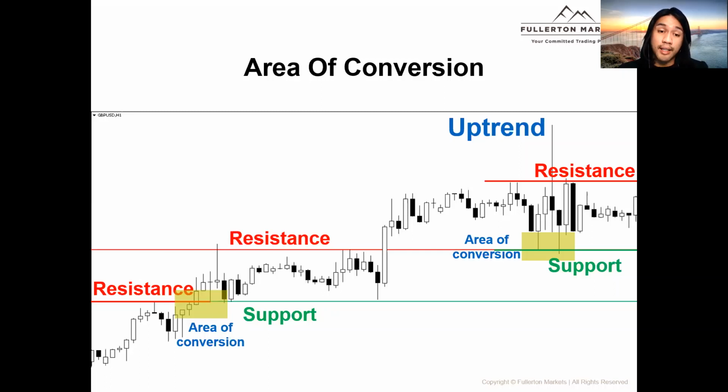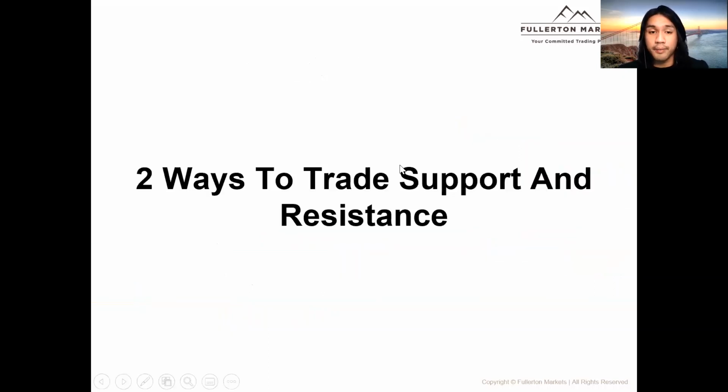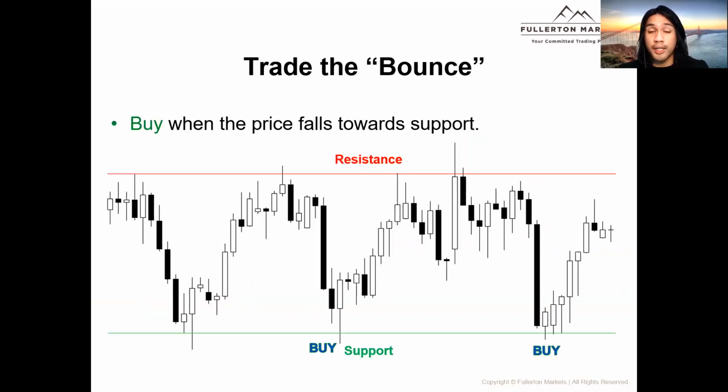If you follow. And in the next few slides, I will show you why that matters. There are 2 ways for you to trade the support and resistance. The first is known as the bounce. Imagine you have a bouncy ball. If you throw the ball on the ground, what happens? The ball will hit the ground before it will jump back up. This is known as a bounce.